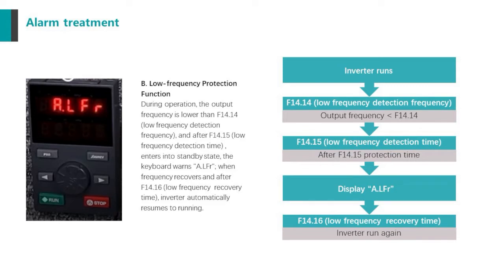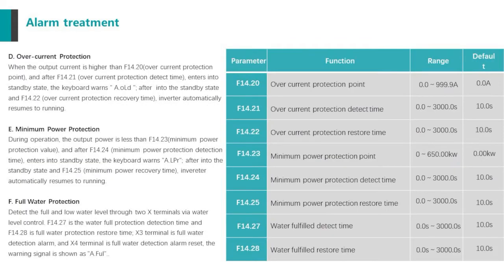This working process is similar to the other alarms: dry run alarm, sleep alarm, overload alarm, and minimum power alarm. The waterfall protection is a little different. It is based on the software logic of the X3 and X4 terminals, which are used for the high-level sensor wiring and low-level sensor wiring. You could set the detection time and the recovery time as well.